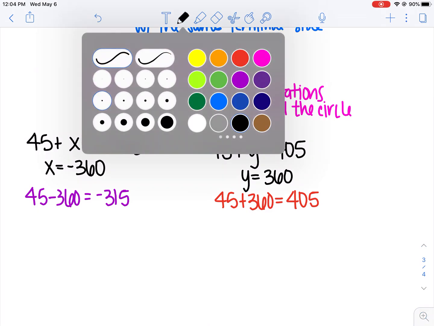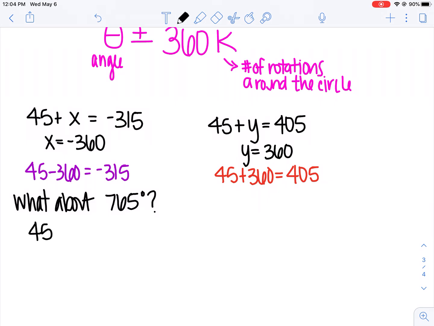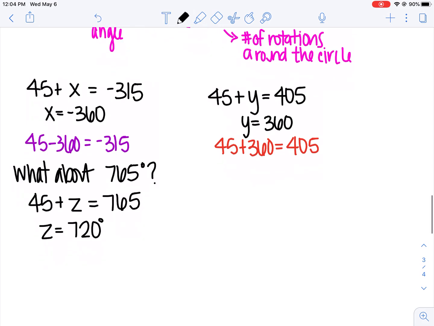But what if I give you 765 degrees? What does that look like? So we'll start with 45 again, plus, we'll give it a different variable, z equals 765. So what do I need to do to get z by itself? I'm going to subtract 45 from both sides, and I'm going to get z equals 720 degrees. Well, how is 720 related to 360? 720 is exactly 2 of 360. So that equals 360 times 2. What does that mean? That k here was 2.